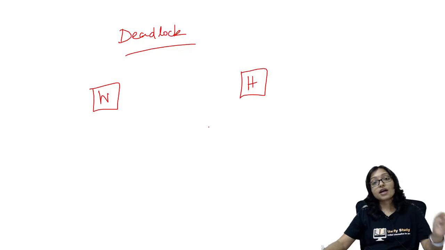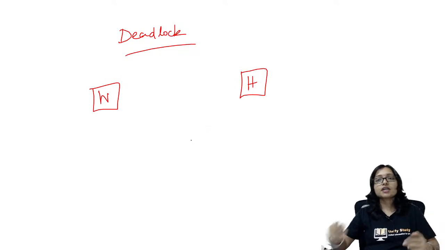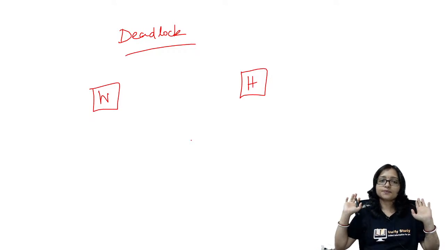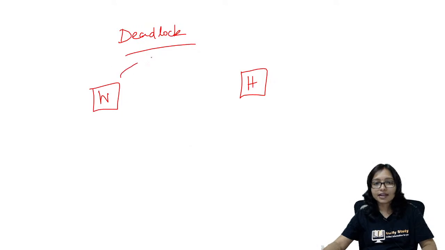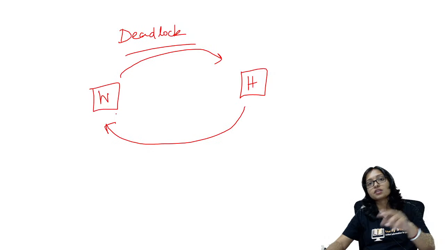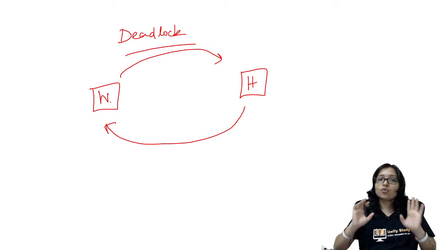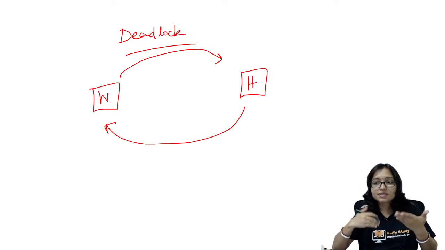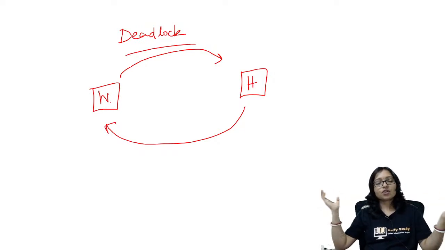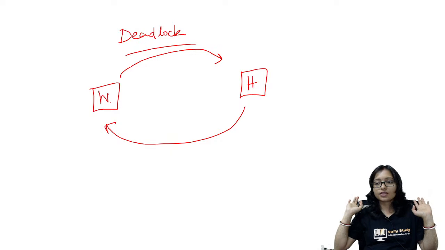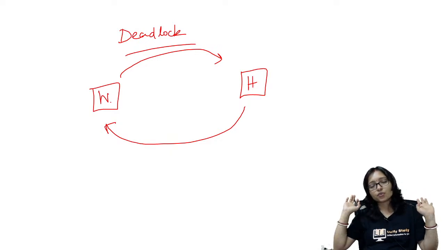First you eat, then I will eat. First you eat, then I will eat. Now it is a problem. Both are depending on each other, creating a cycle between them. Whenever this type of cycle arises, it is called deadlock. No one wants to agree.